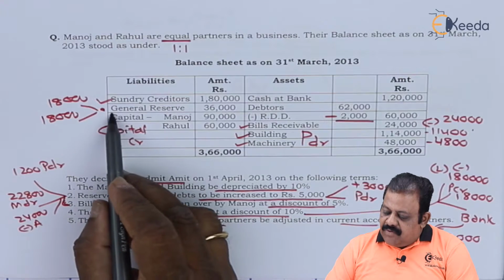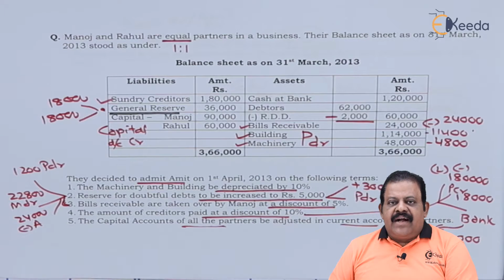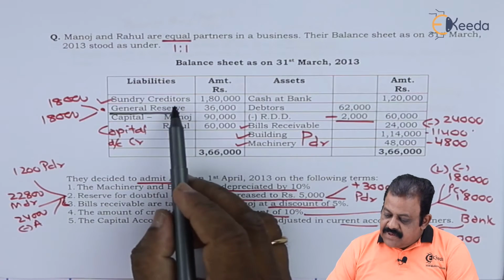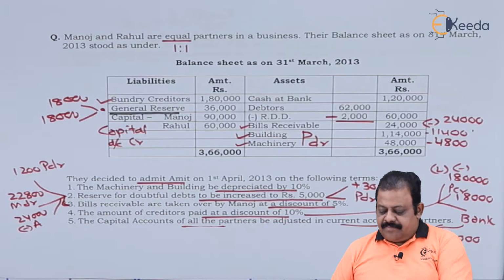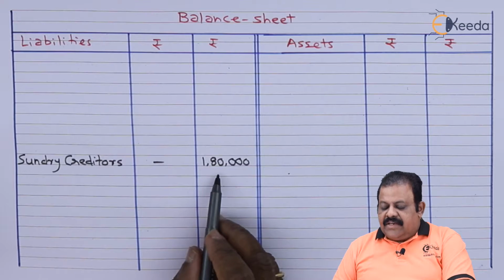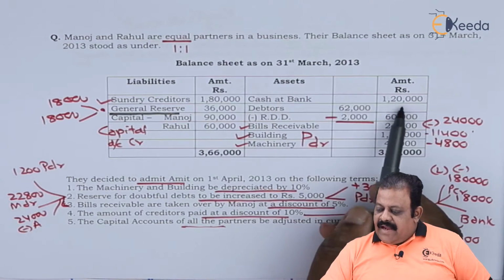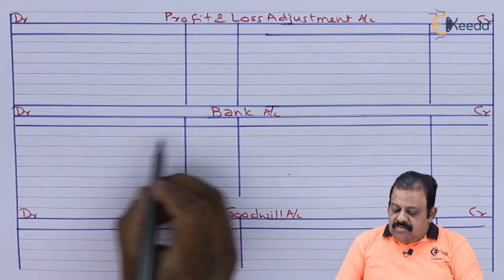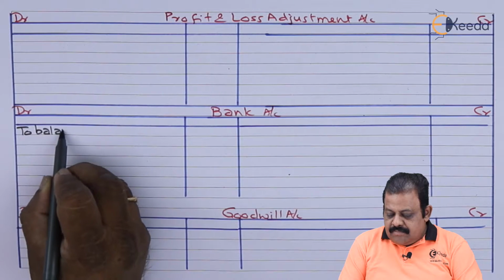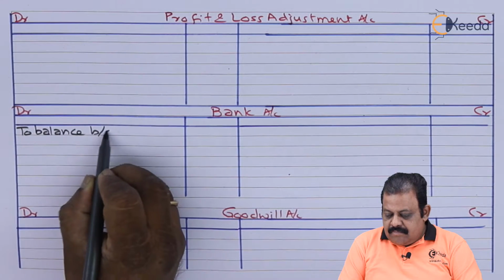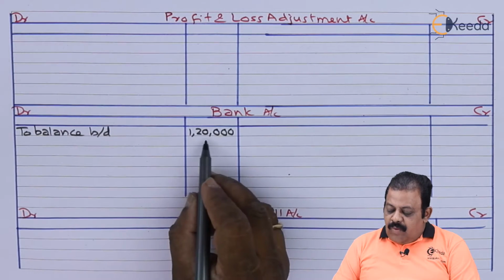Relating to partners' capital we have general reserve 36,000, that is divided among the partners equally. Sundry creditors 1,80,000 will be recorded on the liability side. Liabilities: sundry creditors 1,80,000. On the asset side we have cash at bank 1,20,000. Bank account debit side: to balance brought down, the amount is 1,20,000.